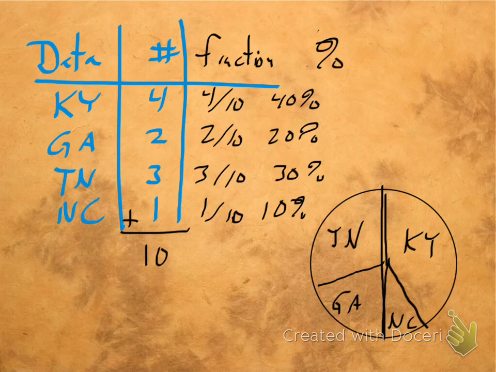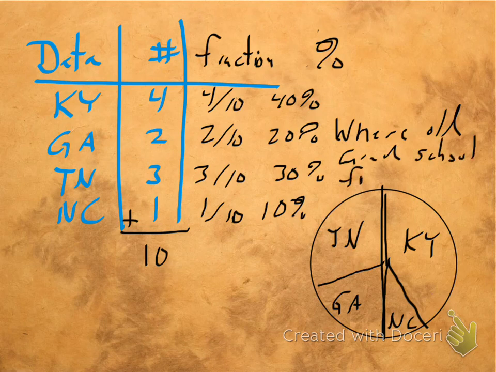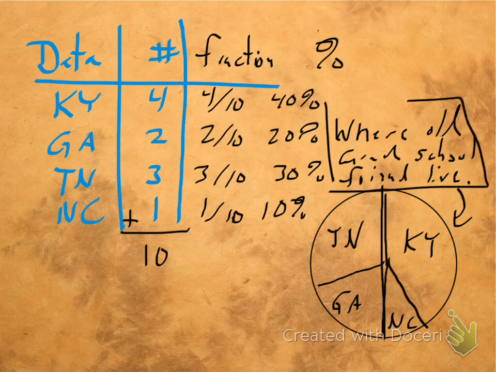Now, all graphs, whether they're circle graphs or line plots or bar graphs, always need a title on top. So let's write a quick description. This is where old grad school friends live. And if I want to be really specific, I can say the 10 people that got together in Gatlinburg for the weekend and what state they're currently residing in. If you want to make it longer than that, that's fine. But there needs to be something up here as a title that tells you what you're looking at in the circle graph.